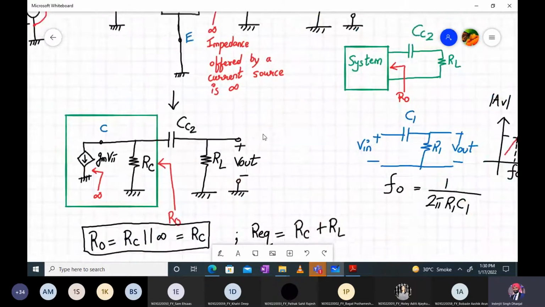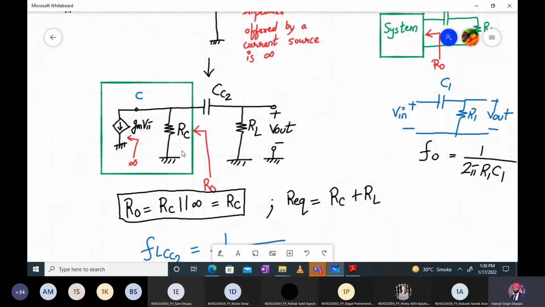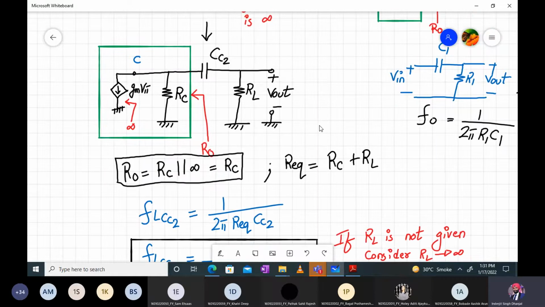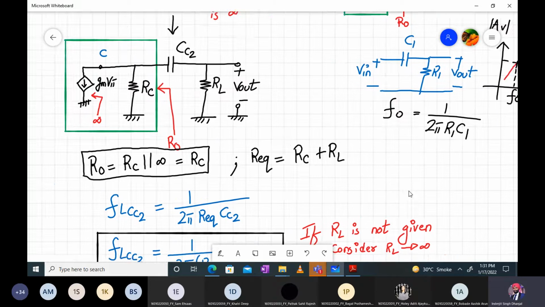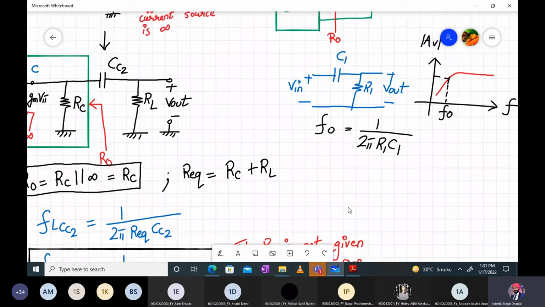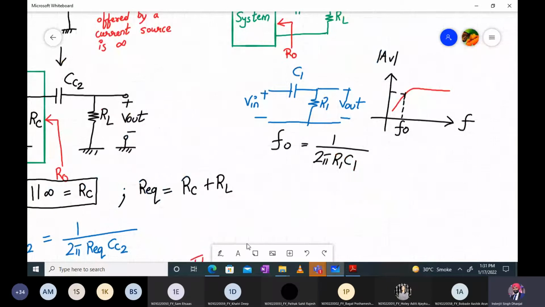So here we correlated our system and found RO, where RO was RC parallel to infinite, because the impedance offered by a current source will be infinite. So we got the value of RO as RC. Then R equivalent was the equivalent resistance seen by the coupling capacitor CC2, and it was RC plus RL, not parallel to, right? So it has to be very clear why it is plus. And similar to this, we determined that this represents a low frequency response.